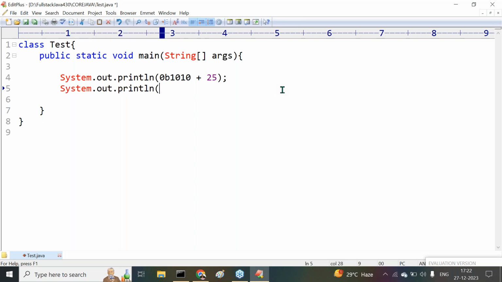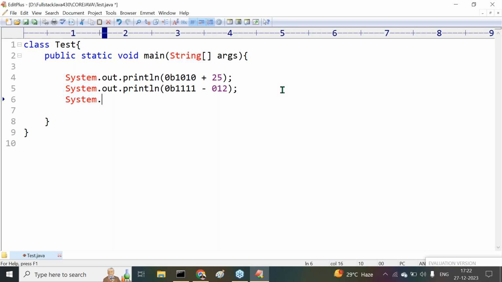Similarly, System.out.println of, for example, 0b, 4 ones here we provided. Understand it clearly. 4 ones minus, I want to provide 012. First one is a binary number, second one is an octal number. Some value, I don't know exactly what value we get, but the calculation is going to happen.